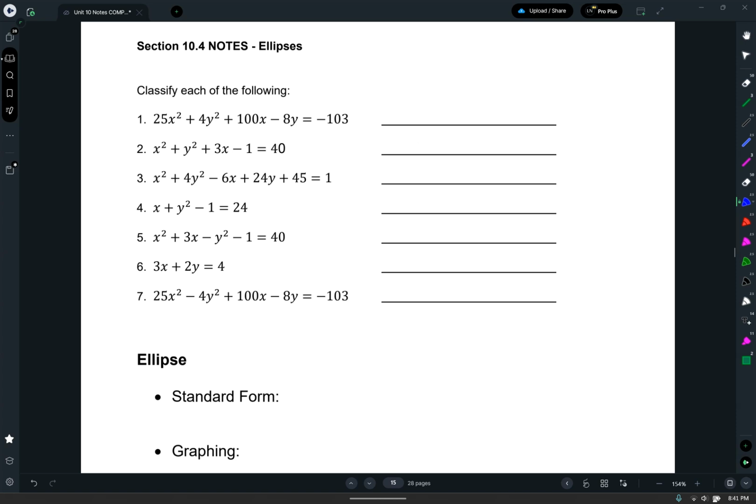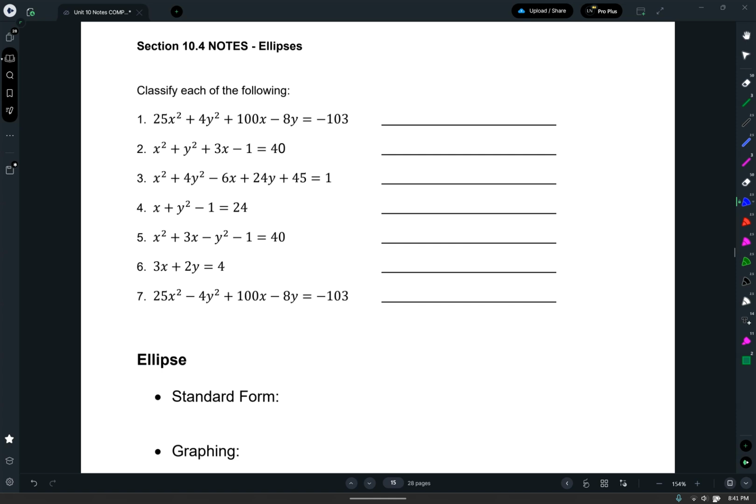So this is section 10.4 about ellipses. Once again, just like we've started every single section in Unit 10, we're going to start by refreshing your memory, making sure you know how to classify. Notice this time we don't even tell you what your options are.